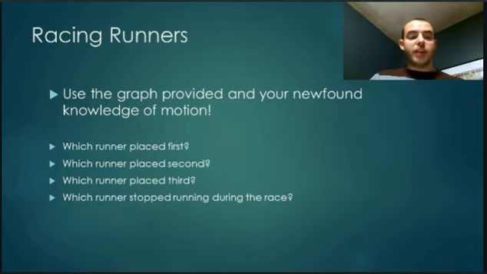The very last section of your notes is a graph that shows the motion of 3 different runners during a race. Use your notes and the information in this video to try and answer the questions listed. Which runner placed first? Which placed second? Which placed third? And which runner just stopped running in the middle of the race? Take some time and try to figure them out.